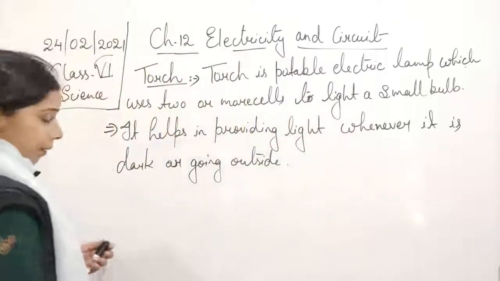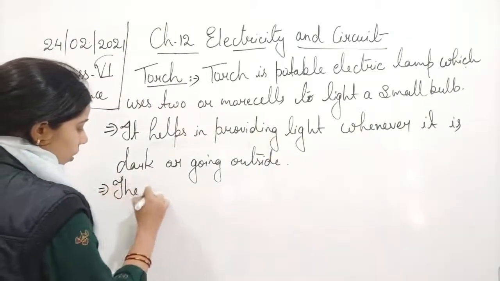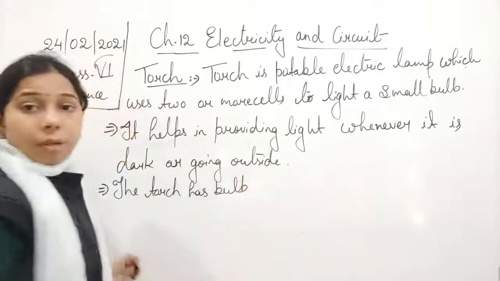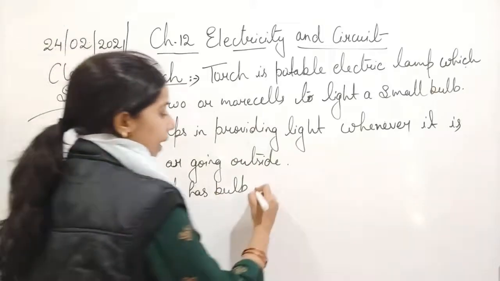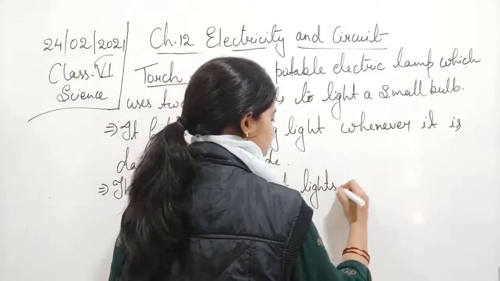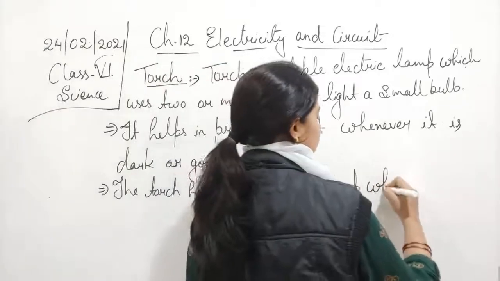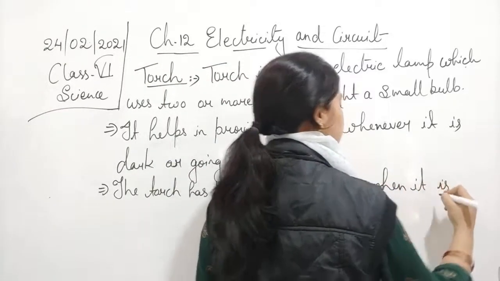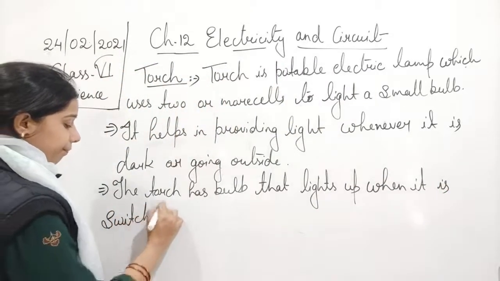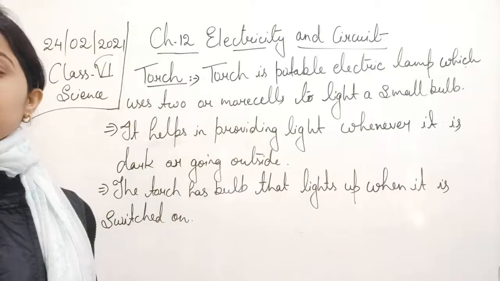So we can say that the torch has a bulb that lights up when it is switched on. Okay, so when the switch is on, at that time the torch works.